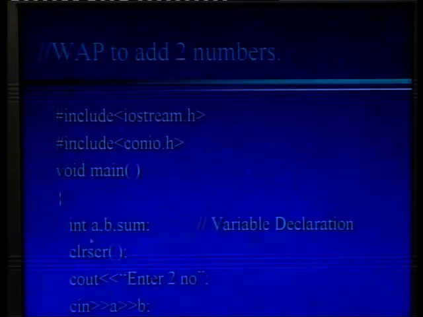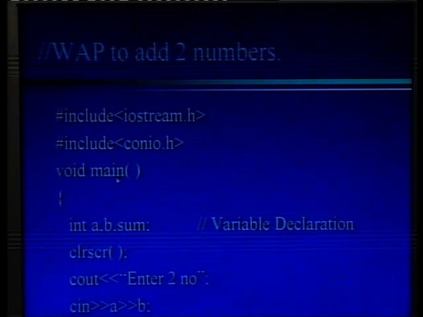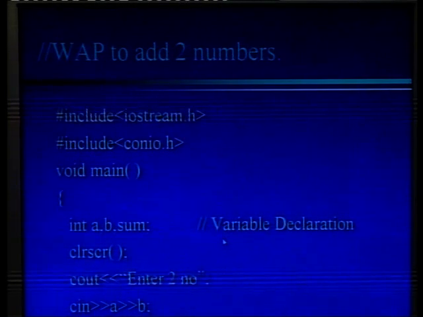Suppose you execute this program. The control first goes to this main function, then to the first statement. Here it will allocate a memory of 2 bytes to each variable, because it's an integer type variable, so each variable will occupy 2 bytes of memory. With the help of the clear screen function, it will clear the output screen, then control moves to the next statement. It will display enter two numbers, because the function of cout is console out.